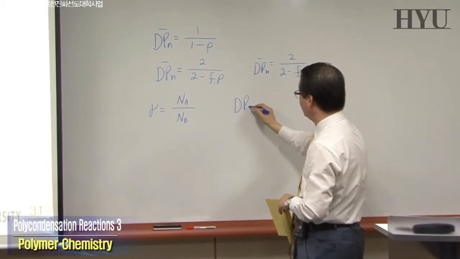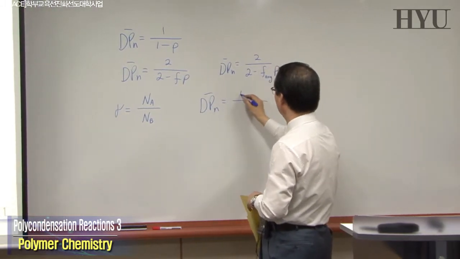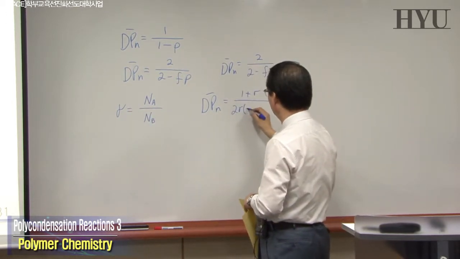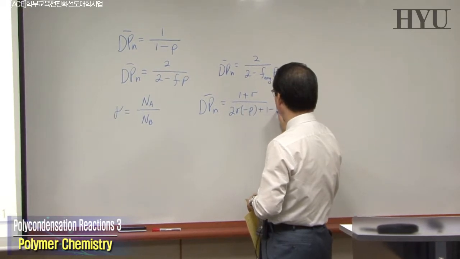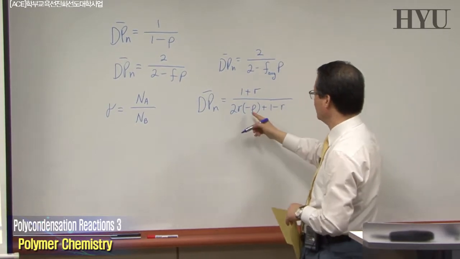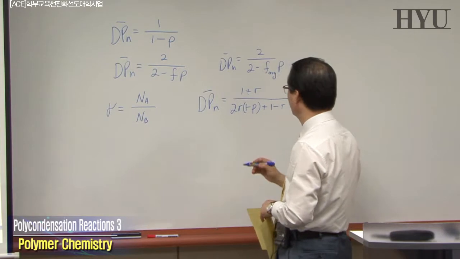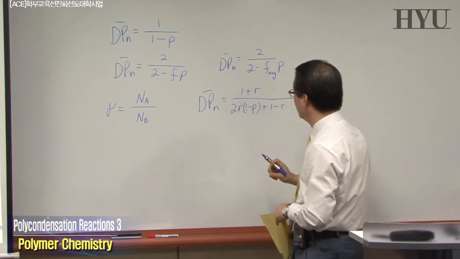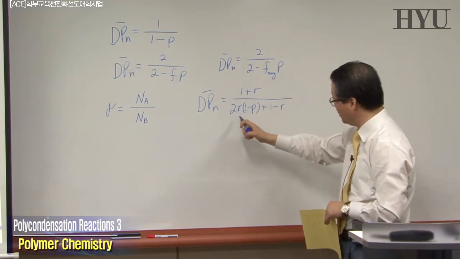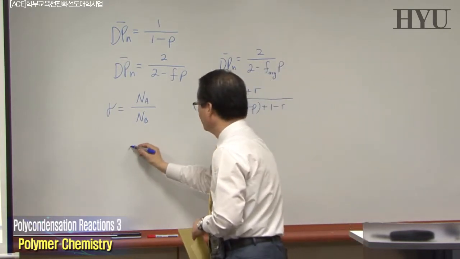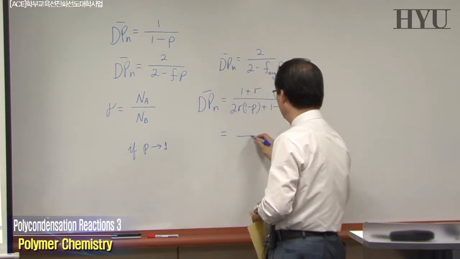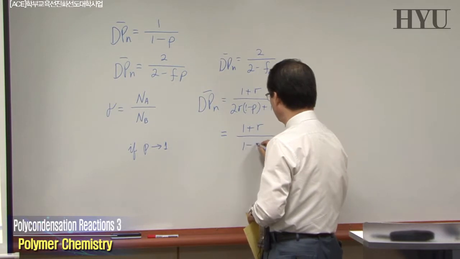If you put this feed ratio in your DPn, DPn will be modified to this equation right there. So DPn will be 1 plus r over 1 plus r minus 2rp. If p is equal to or close to 1, then you can cancel this out, and it will become 1 plus r over 1 minus r.